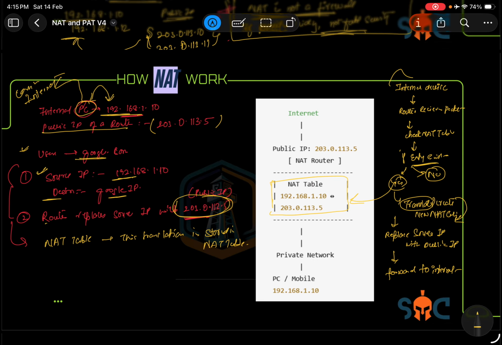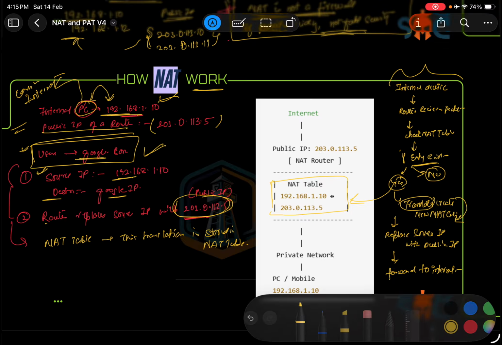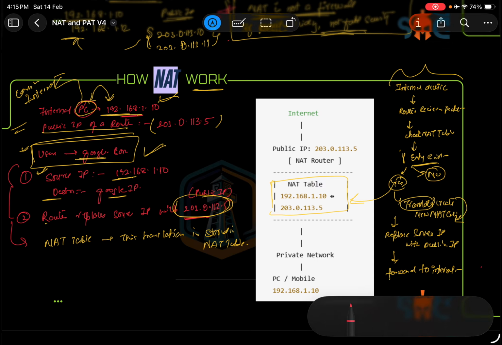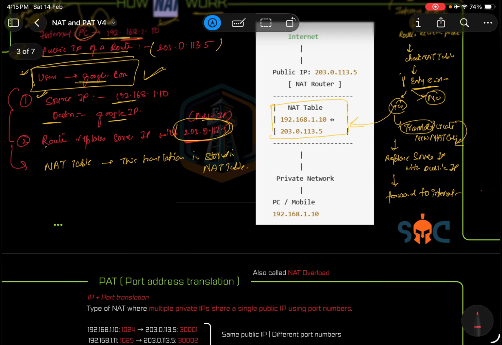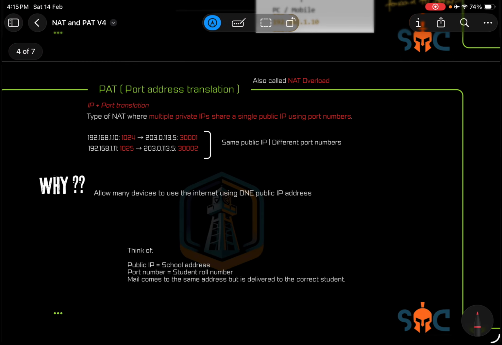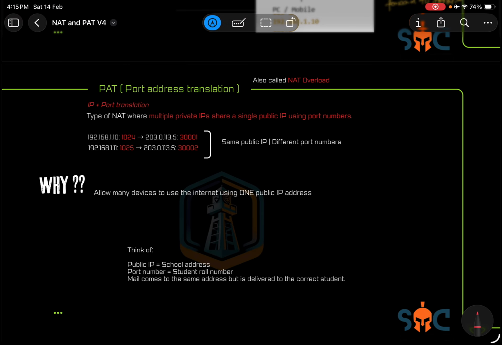Okay, so this is the visual chart of how NAT actually works, and this is the example. Whenever you type google.com or visit any public website, this is how NAT actually works. Okay, so now we'll move to our next slide, and we're going to understand what PAT is.